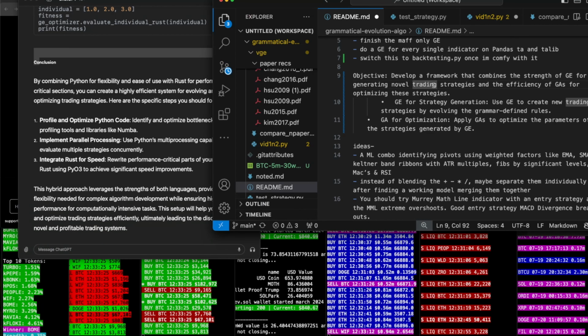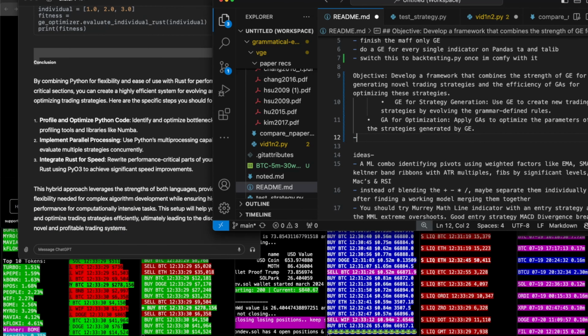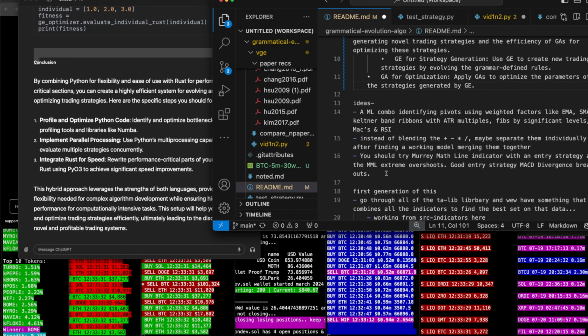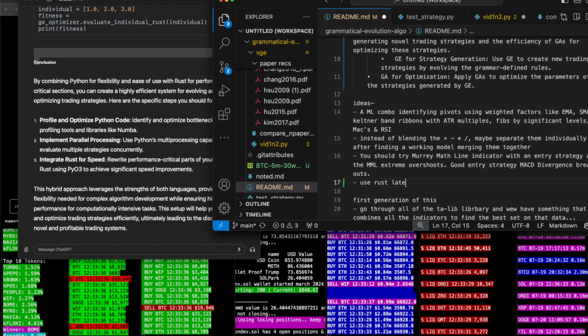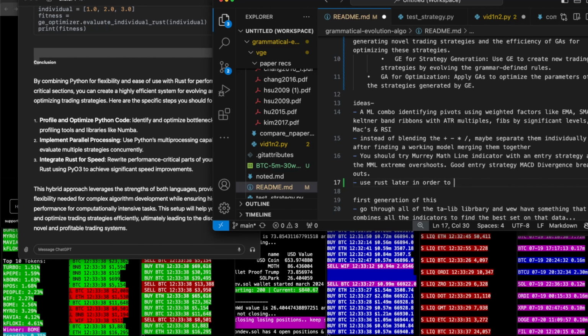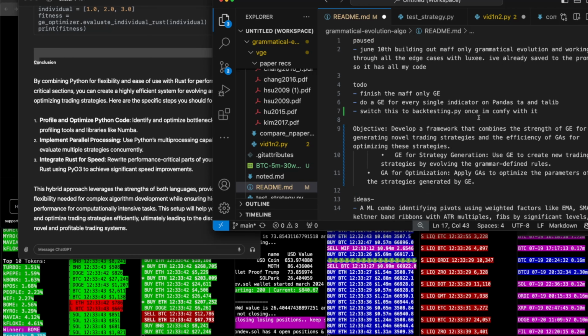Okay, so I'm not going to do Rust right away. No way. Maybe use Rust later, in order to speed this up. Let's go ahead and look through our notes because we've been working on this for a while.